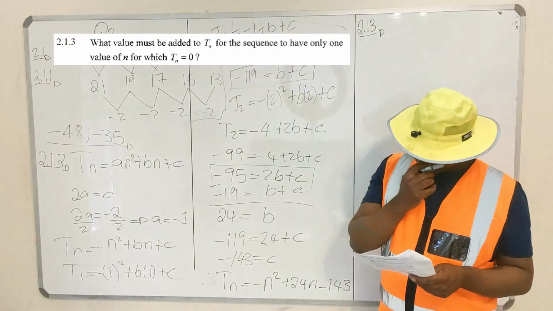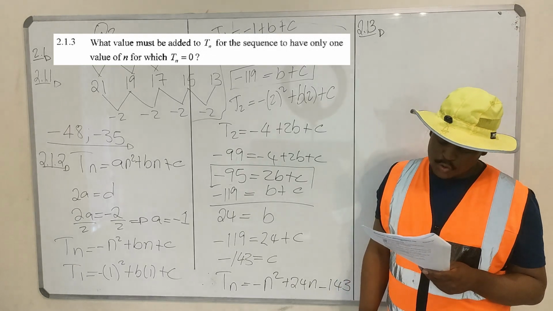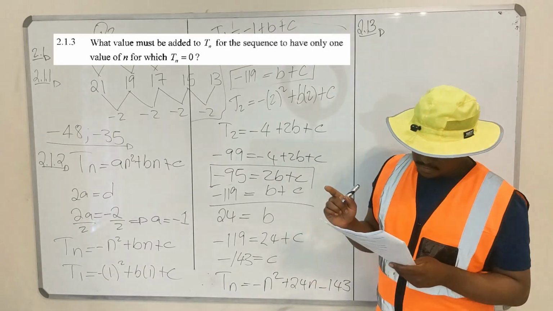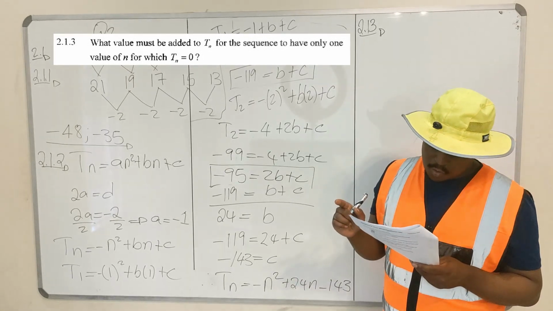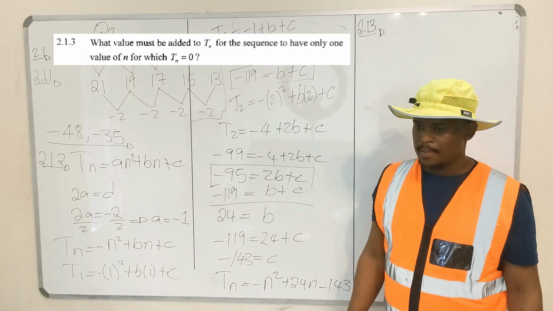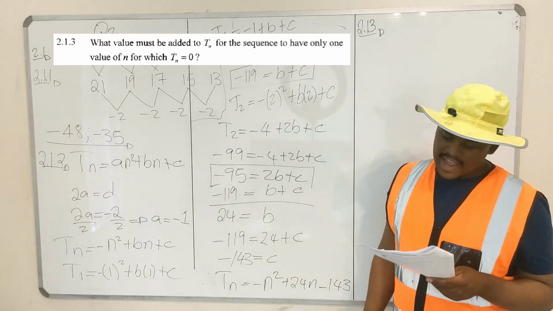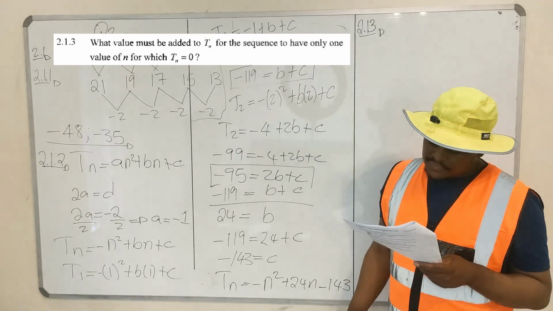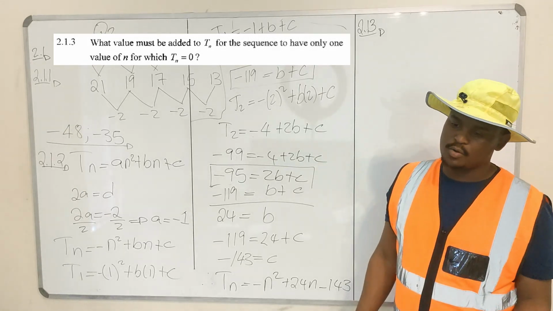Let's try 2.1.3. They are saying what value must be added to Tn, right? What value must be added to Tn for the sequence to only have one value of n for which Tn is equal to 0? Okay, I'll read this again. What value must be added to Tn, which is our general sequence, to have only one value of n for which Tn is equal to 0?